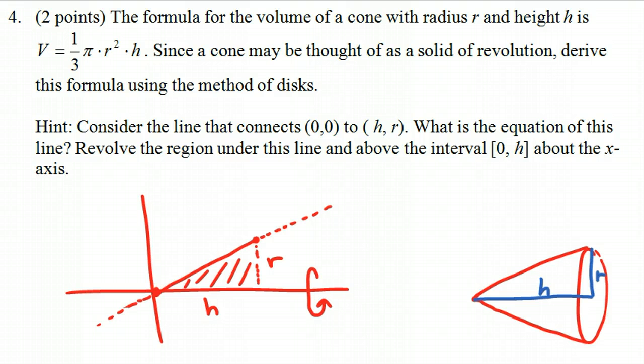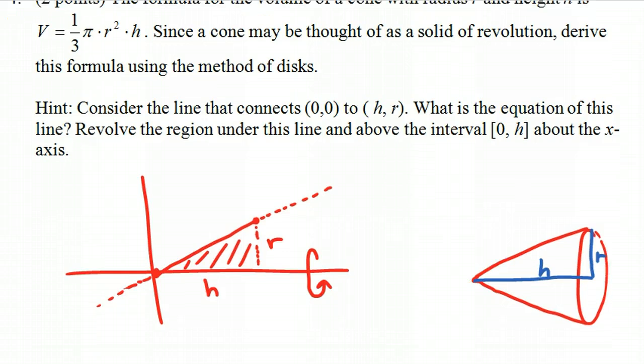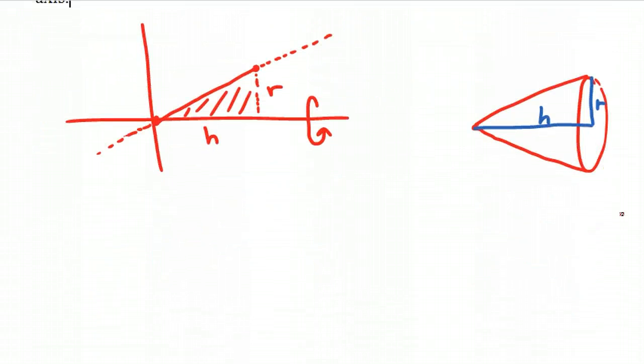Consider the line segment that connects the origin to (h, r). What is the equation of this line? Revolve the region under this line, above the interval 0 to h, about the x-axis. Okay, so I've drawn a picture here of this region.